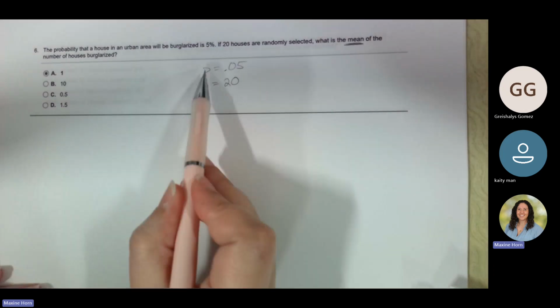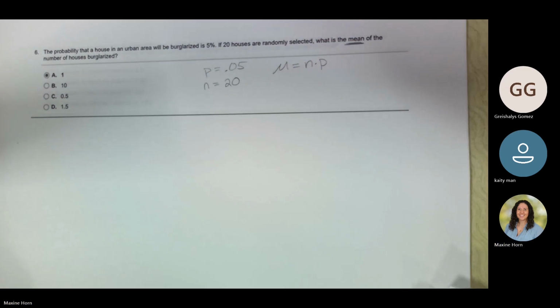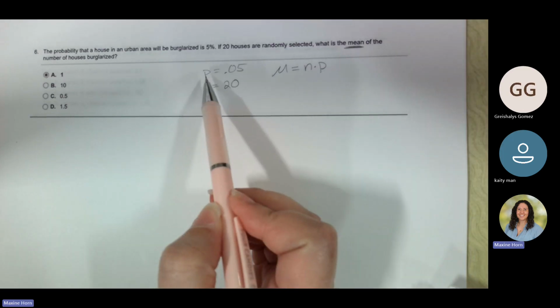And then hopefully at this point, you'll realize, oh, a mean, and they're giving us an N and a P. I know that formula. The mean is N times P. So again, this is something you've got to memorize, right?